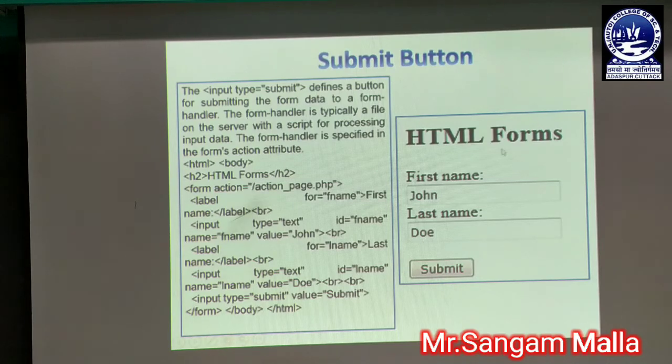That means whenever the page is loaded, the default value will be inserted in the text box. Then you can see that 2 line breaks have been given. So the br tag has been given 2 times, so 2 lines have been given as space. Then we have inserted the submit button.